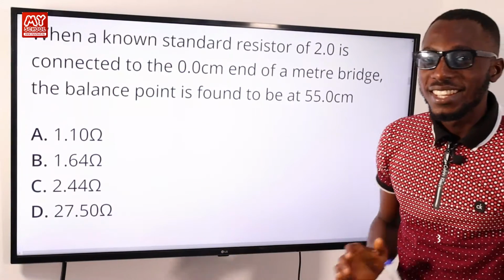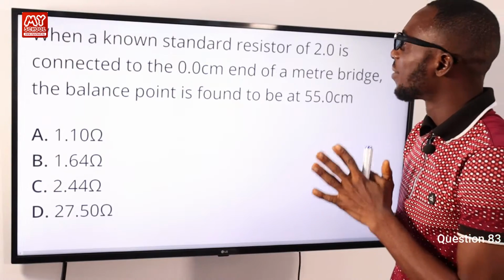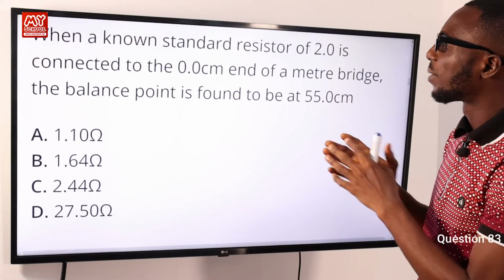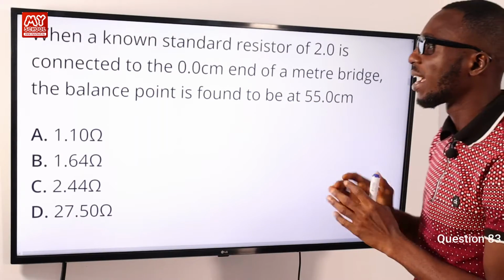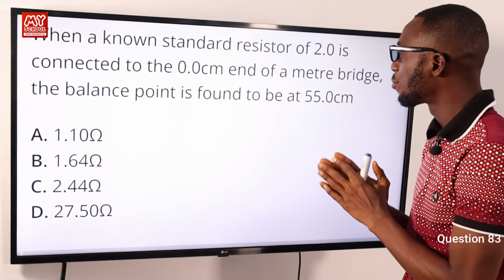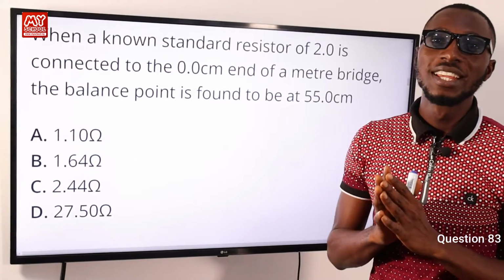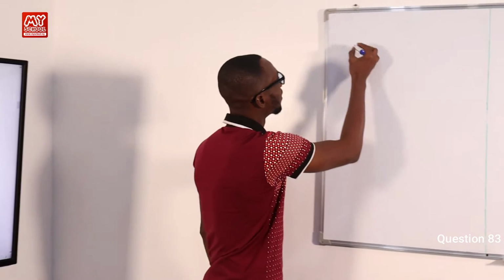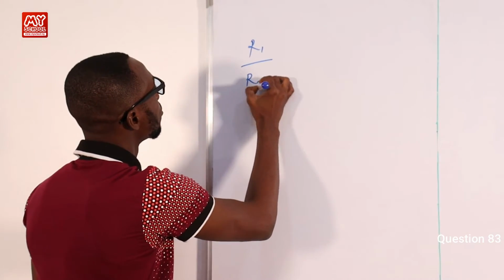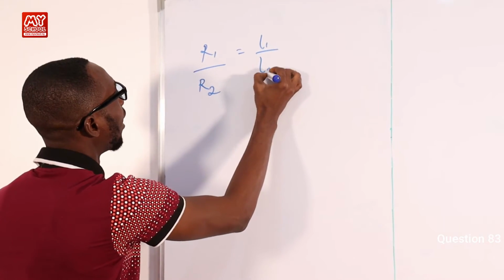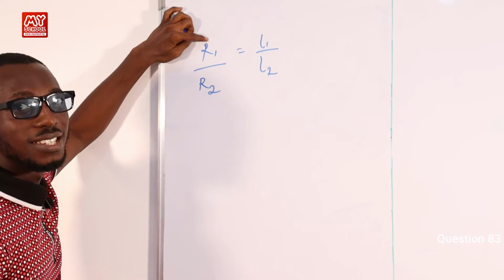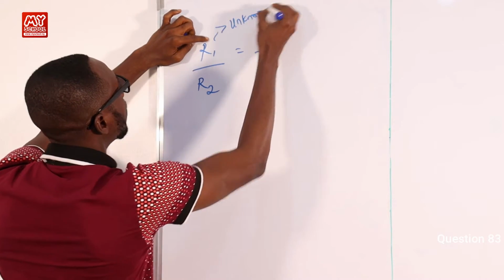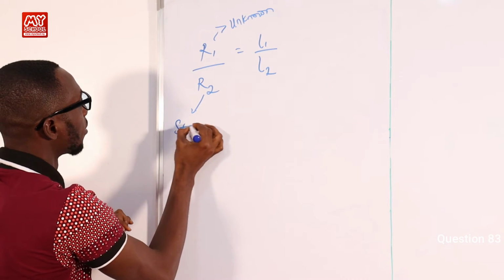We are tackling question 83. When a known standard resistor of 2.0 ohms is connected to the 0.0 centimeter end of the meter bridge, the balance point is found to be at 55.0 centimeter. This is just very, very easy to tackle. So just use this: R1 over R2 equals L1 over L2. This is the unknown resistance. This is the standard resistor.